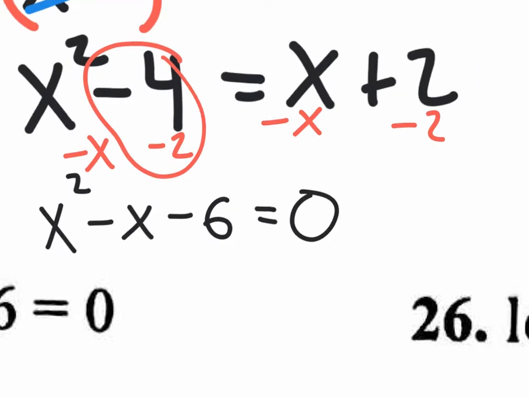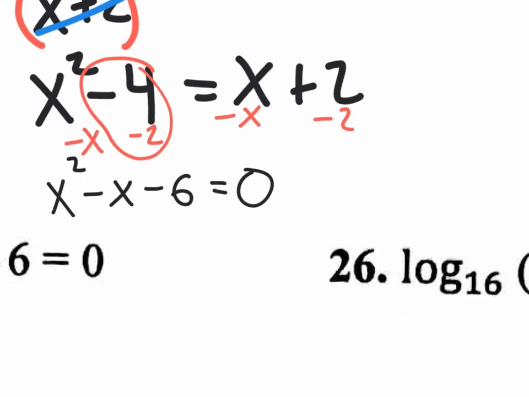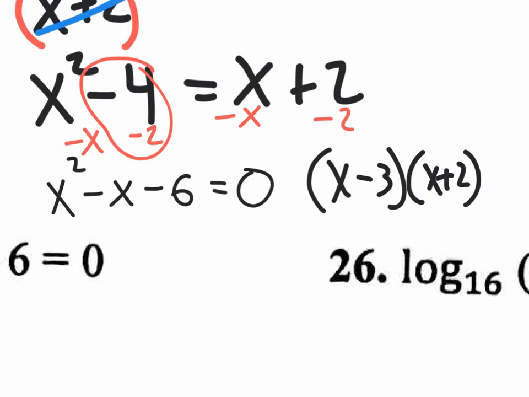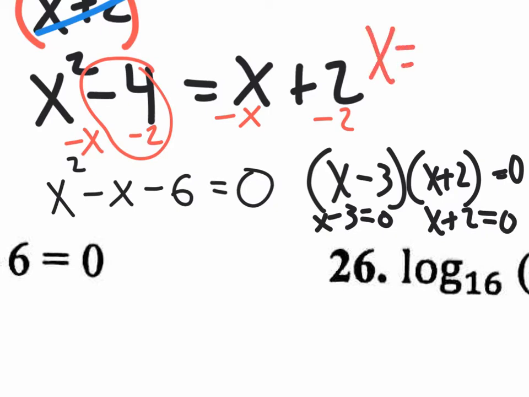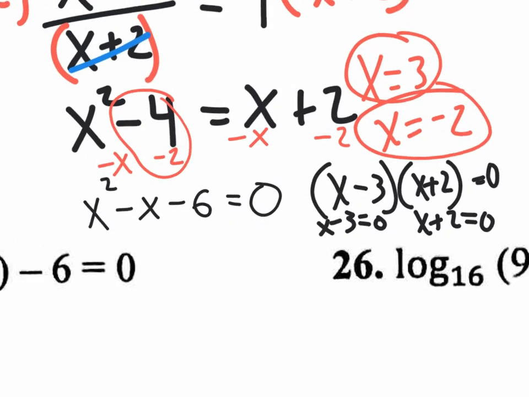So at this point, now I could factor by thinking what times what is negative 6, that if I add together is negative 1. And that'll be x minus 3 times x plus 2. Of course, if it's equal to 0, you could split them and solve. If you did go x minus 3 equals 0, and x plus 2 equals 0, then you're going to get two answers. X equals positive 3, and also x equals negative 2.